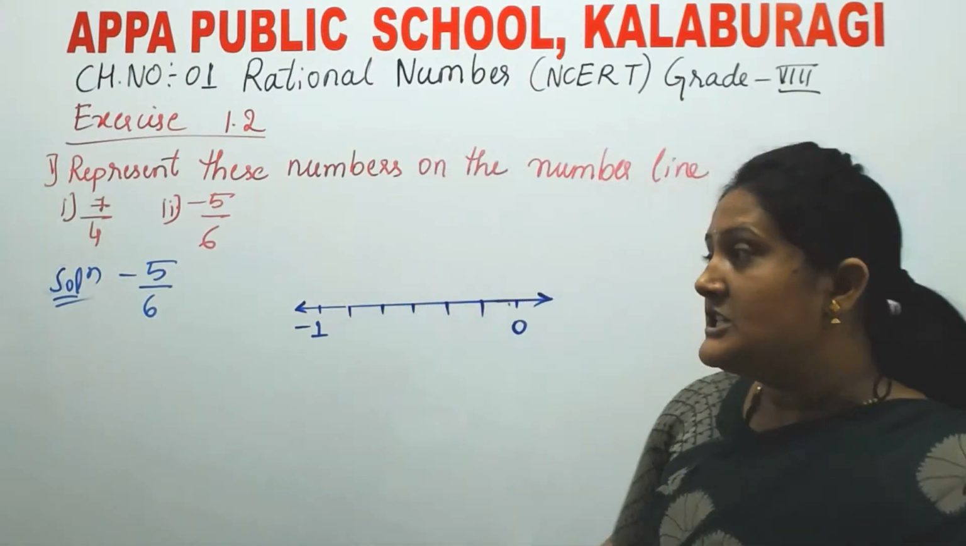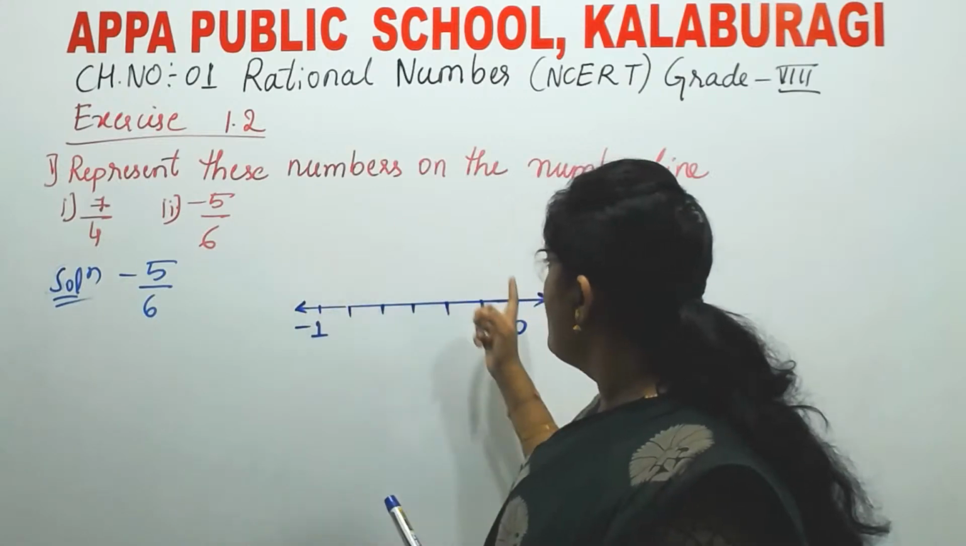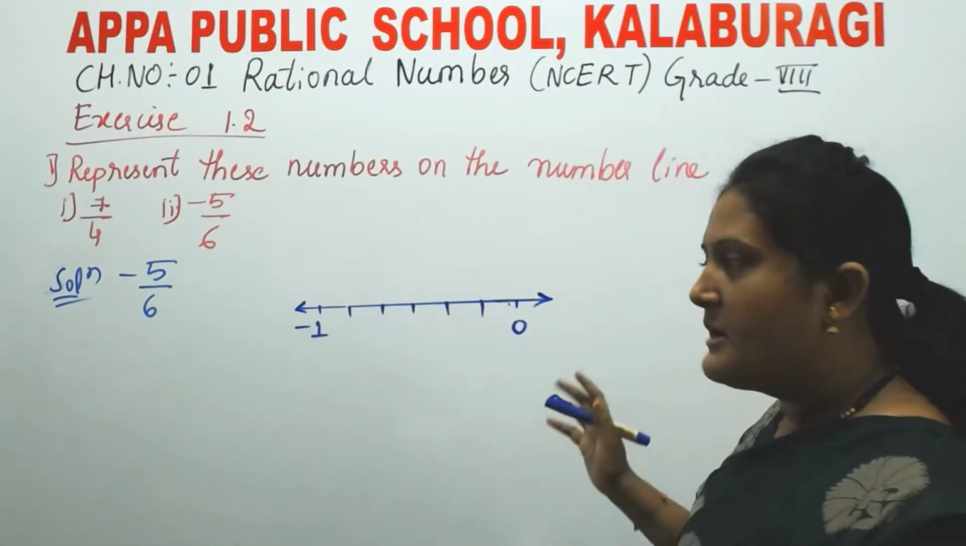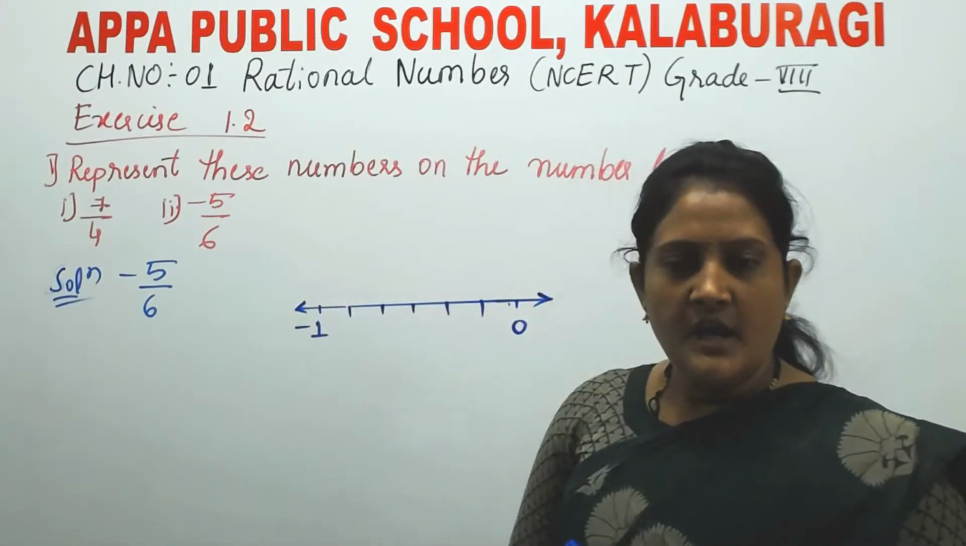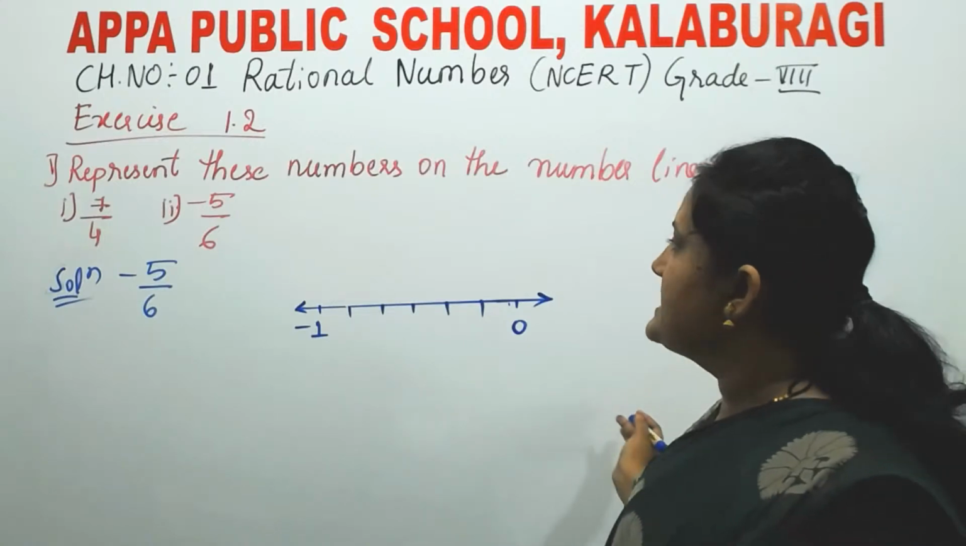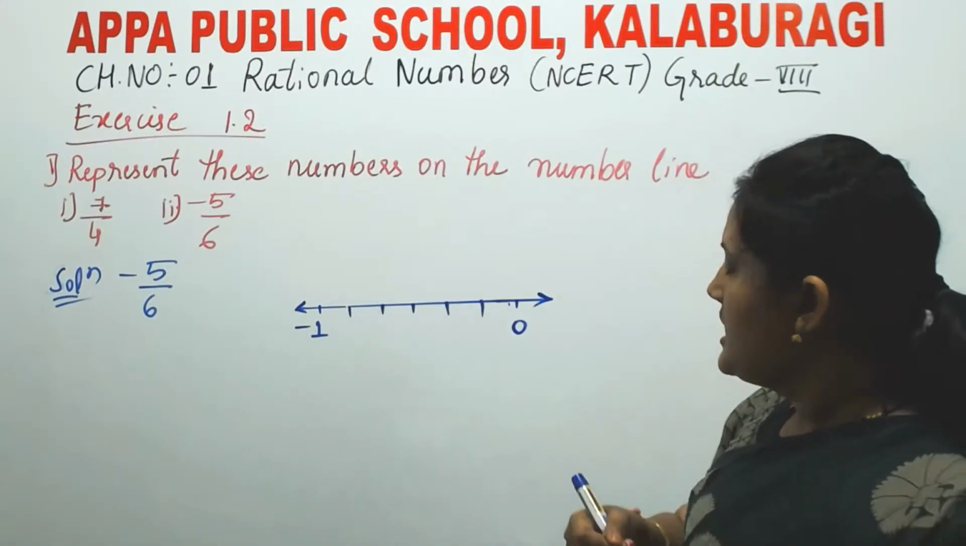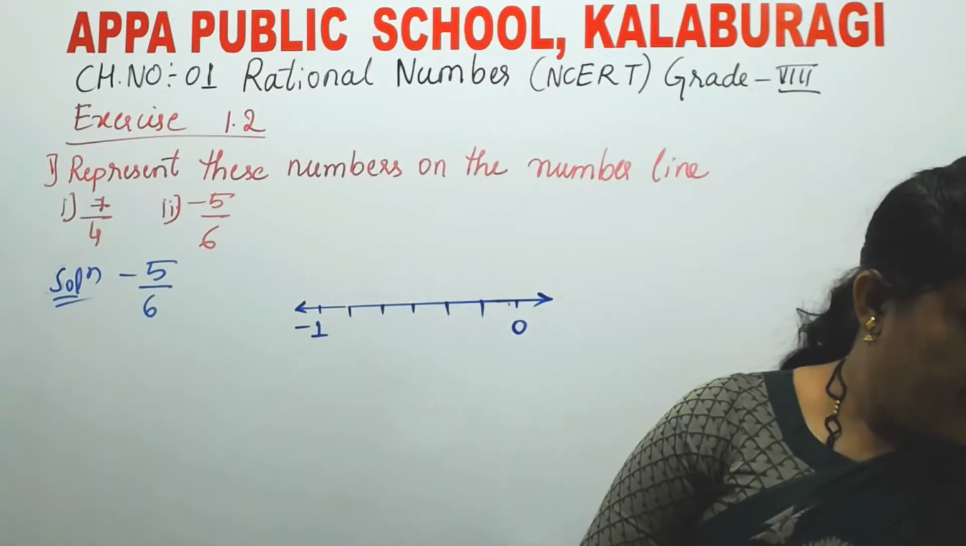Shall we count from this side or from that side? If it is the left side, we have to count from the left side. If it is the right side, we have to count from the right side. Now can we take? Yes.